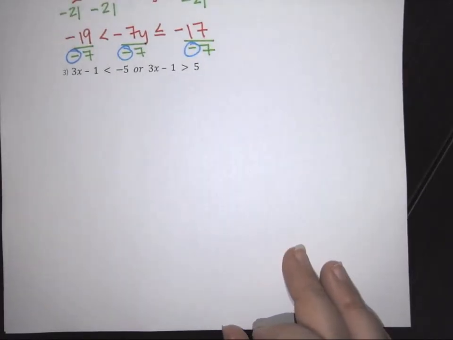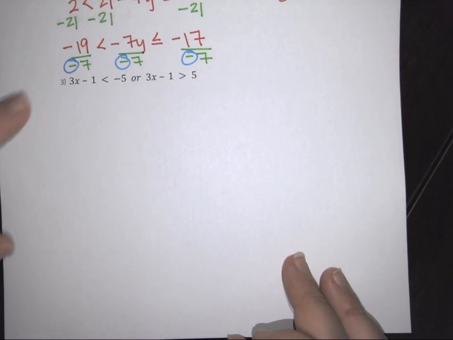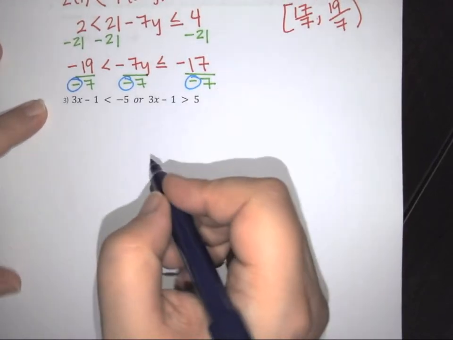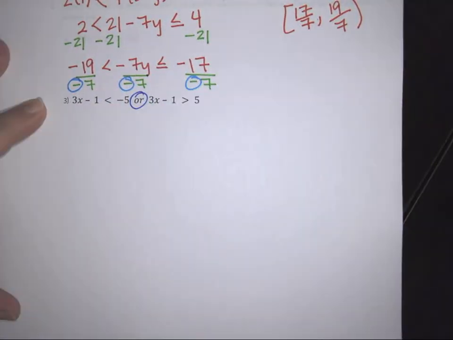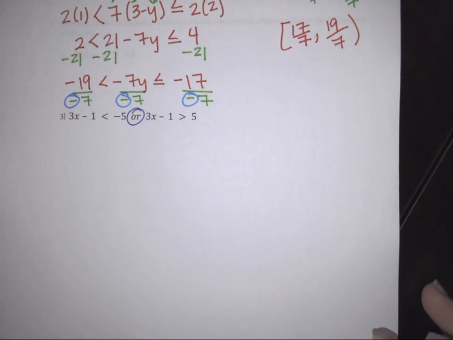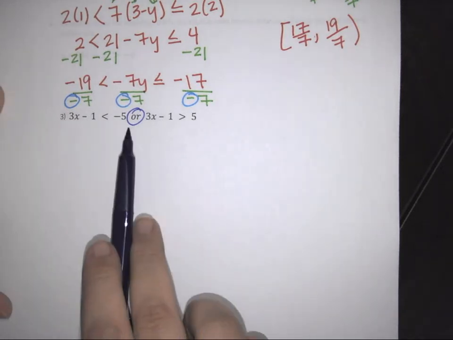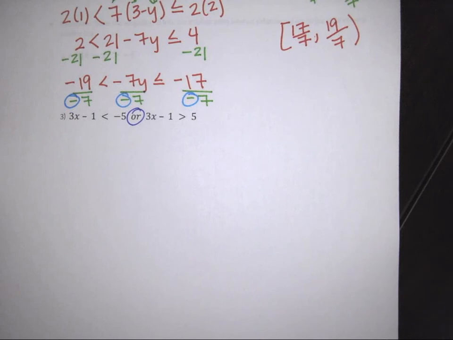Now, lastly, we have an or. How do we know? It says so in the middle. The biggest thing about inequalities, the only time you will use an or inequality is if you physically see the English word or as written in your equation. If you don't see this or, then you have an and.